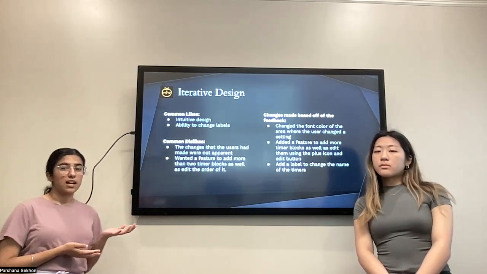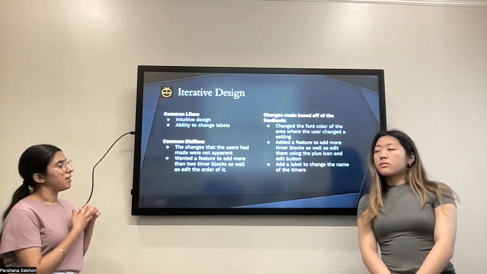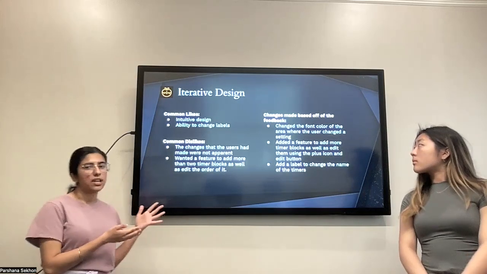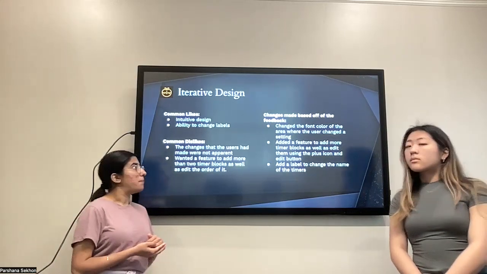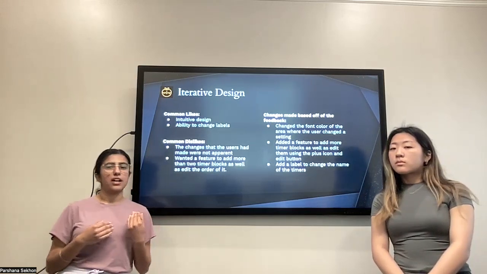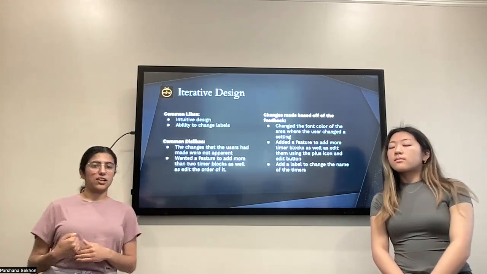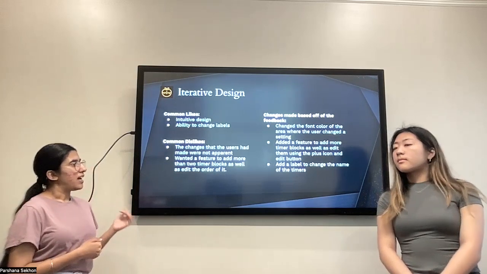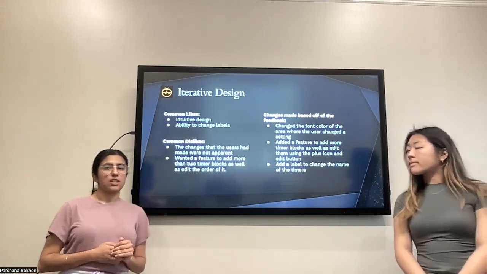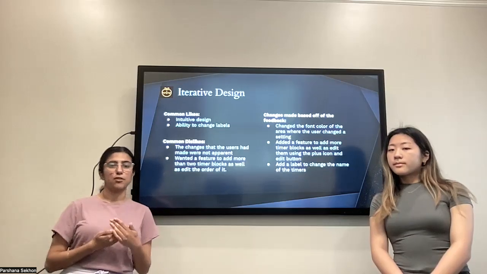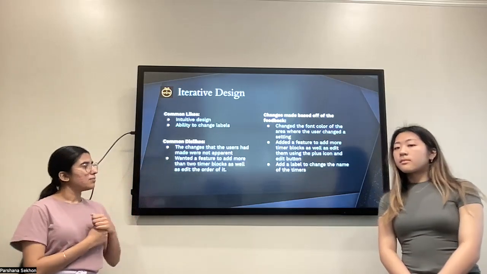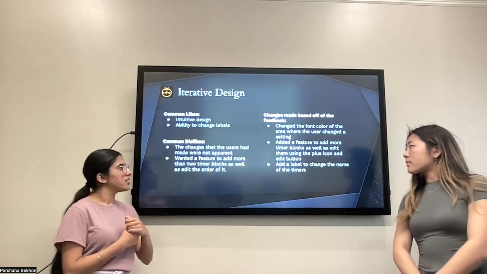So based off the feedback that we got, we started making changes. Some changes we made was changing the font color to a more noticeable orange color so that you knew you changed it and what you changed it to. Further, we added a feature to add more time blocks so they could add as many as they feel like that would as well loop over. And lastly, to add a label to change the name of the timers.